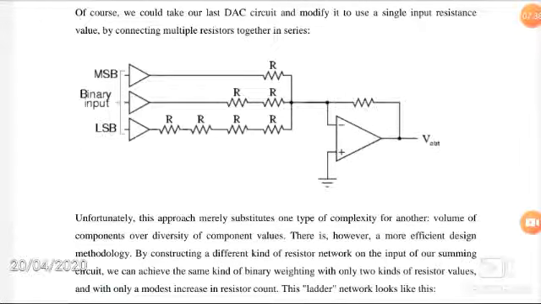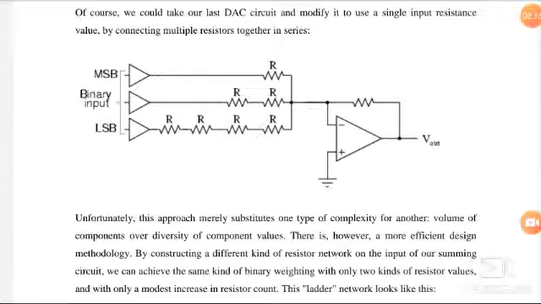Now we are going to look at the most significant bit through the least significant bit binary inputs. In the most significant bit there is a 2 to the power of 0 resistor, in the next binary input there is a 2 to the power of 1 resistor, and in the least significant bit there is a 2 to the power of 2 resistor. Unfortunately, this approach merely substitutes one type of complexity for another, volume of components over diversity of component value. There is, however, a more efficient design methodology.